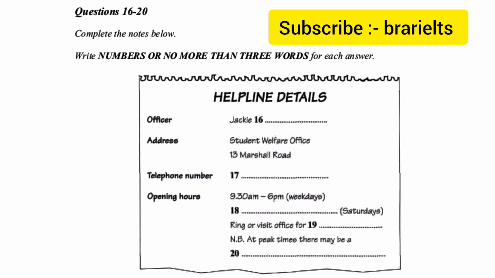Let me give you some details so that you know where to go and who to see if you want to pay us a visit. Generally, you'll see our helpline officer, Jackie Kouachi. Jackie is a full-time employee of the Student Union, and she works in the Student Welfare Office. That's the office that deals with all matters related to student welfare, and it's located at 13 Marshall Road. I have some maps here for those of you who haven't been there yet.